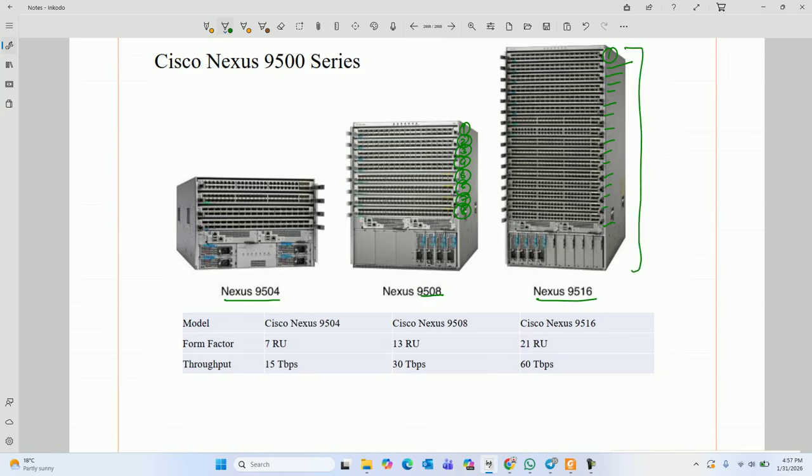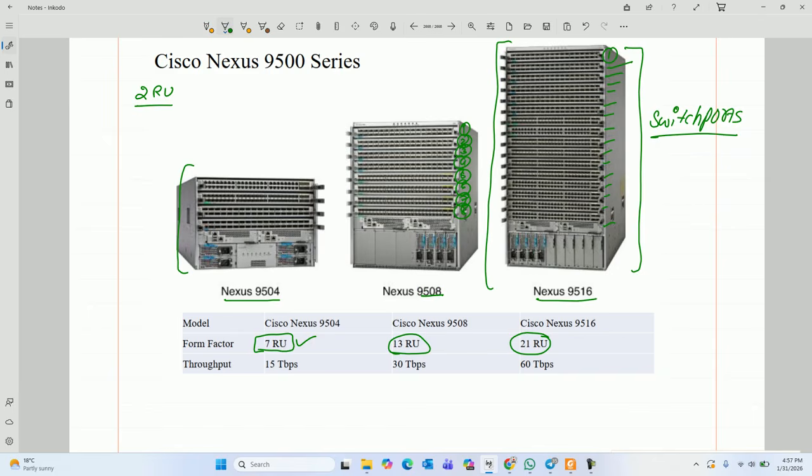So guys, you can imagine the number of switch ports. Then how much space is it going to take in the rack? 7 rack units. Mostly the fixed switches are 2 rack units. Most of them take very little space in the rack. But this switch is going to take 7 rack units. This switch is going to take 13 rack units. This particular switch is going to take 21 rack units. And this particular switch is going to take 31 rack units.